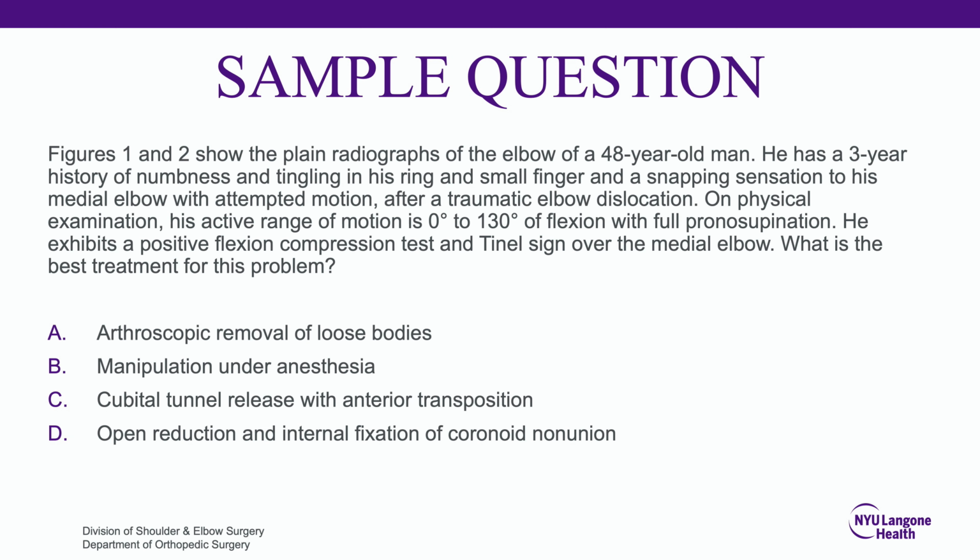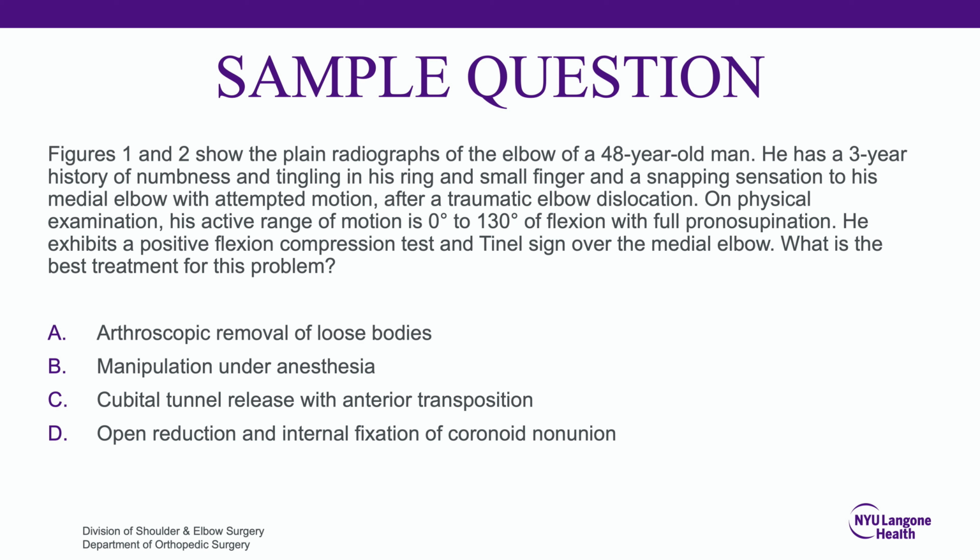Okay, so that brings us to our first sample question. Figures 1 and 2 show plain radiographs of an elbow of a 48-year-old man. He has a 3-year history of numbness and tingling in the ring and small finger and a stamping sensation to his medial elbow. So this is a guy with ulnar neuropathy with subluxating nerve.